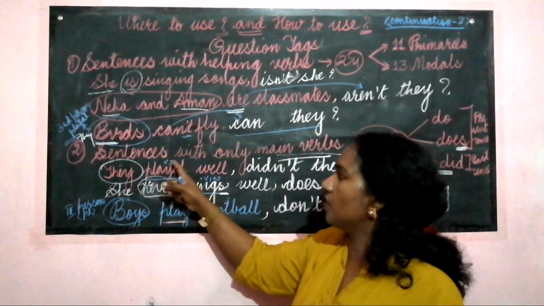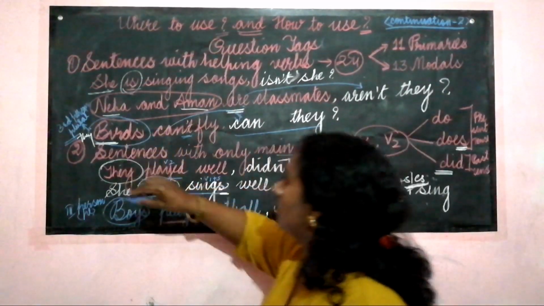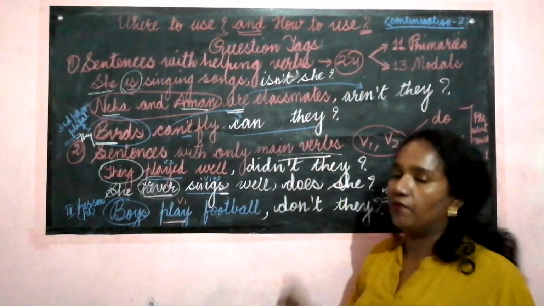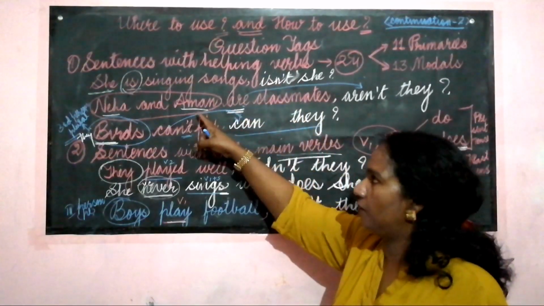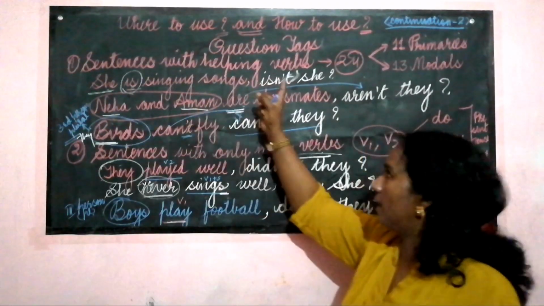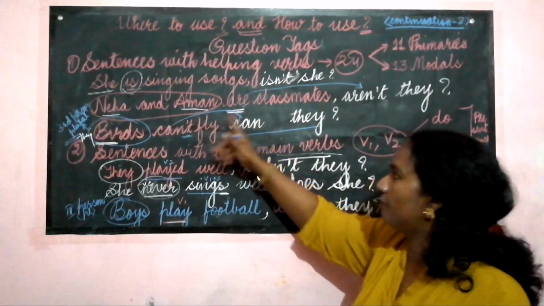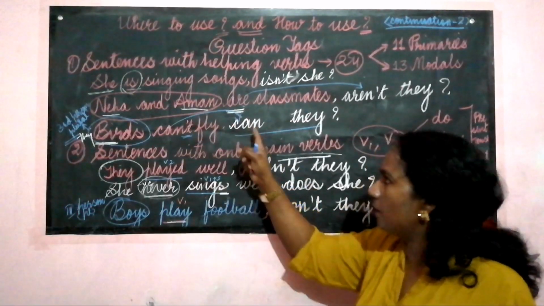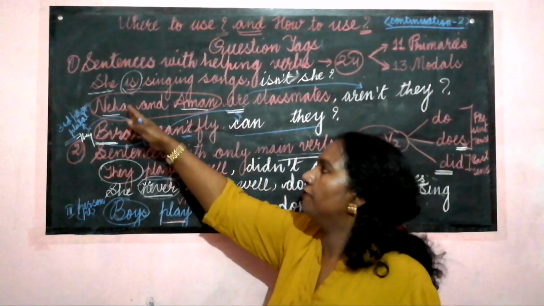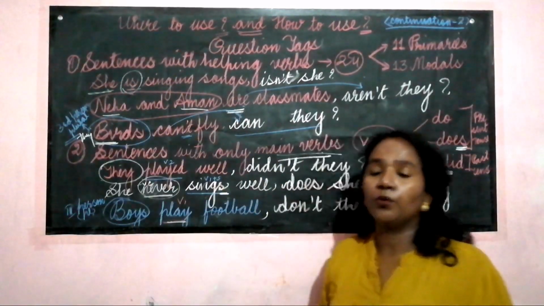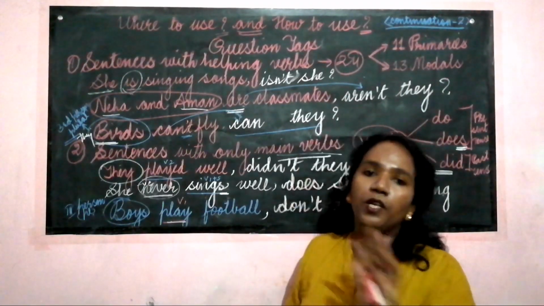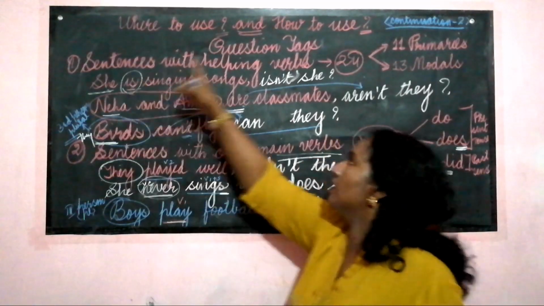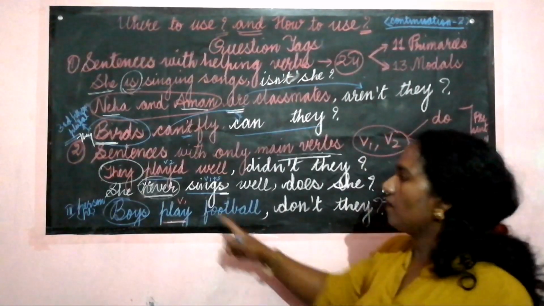Now, let us look into the second kind of sentences: sentences with only main verbs. When we have helping verbs, just take the helping verb. If the sentence is positive, make it negative. If the sentence is negative, make it positive. Take that same helping verb and give pronouns according to the subjects. If the subject is a pronoun, you needn't worry. Take that pronoun as it is to the question tag.